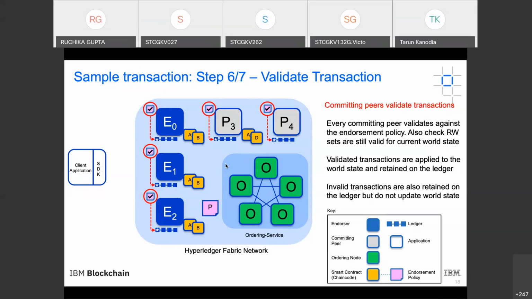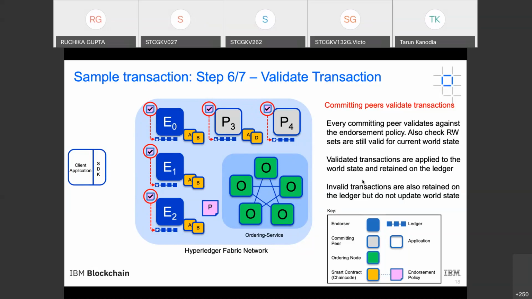So, for example, when you say invalid transactions, what might happen is that you have received multiple transactions acting on the same asset. If I'm transferring the ownership of a car, and I have received a spurious transaction saying that from Ruchika it gets transferred to Mayank, and then I get another transaction saying that from Ruchika it gets transferred to Avinash.